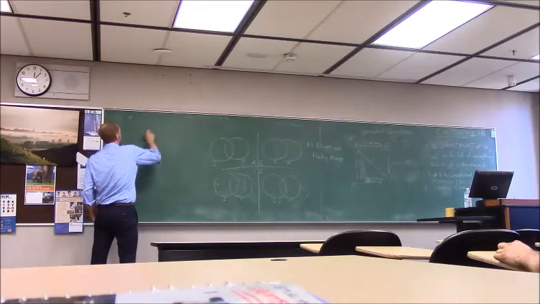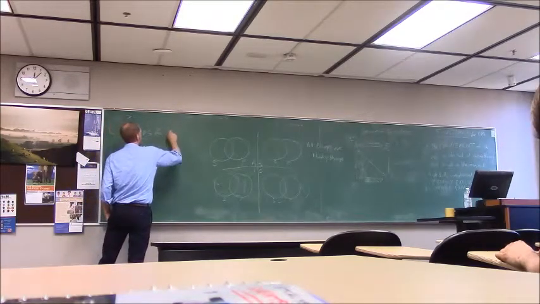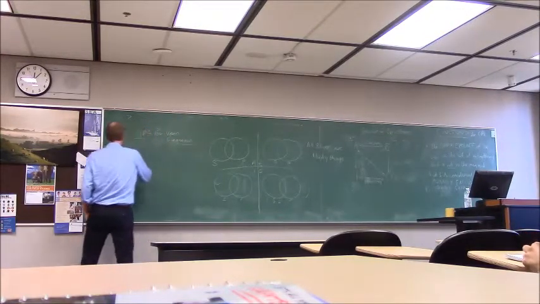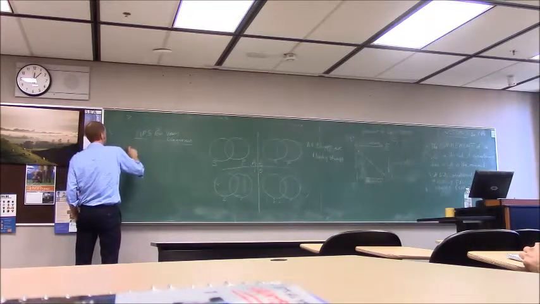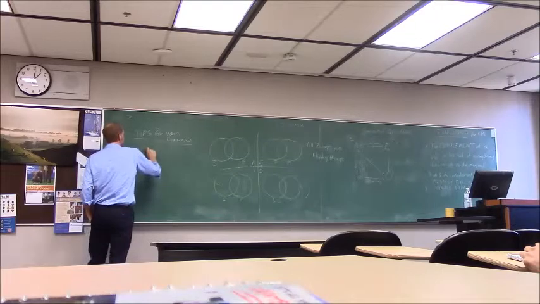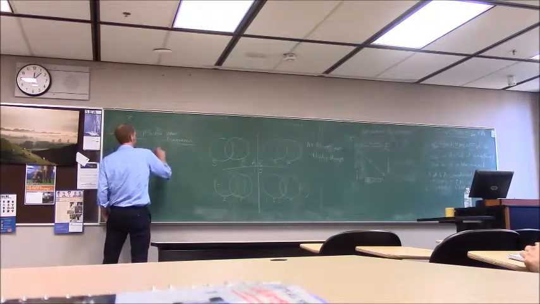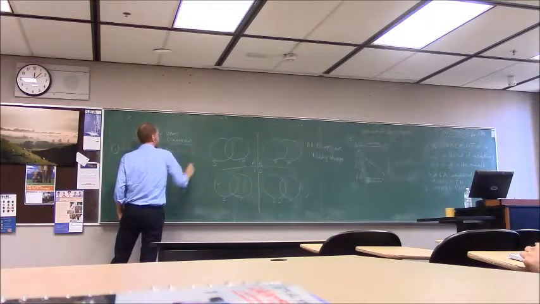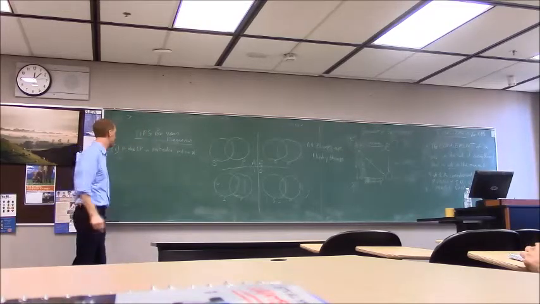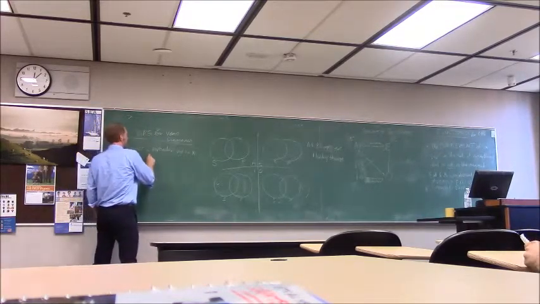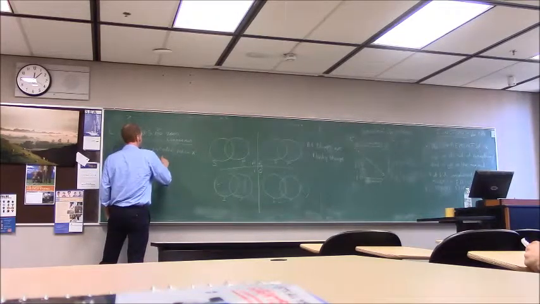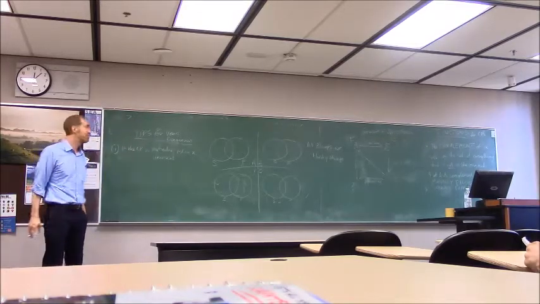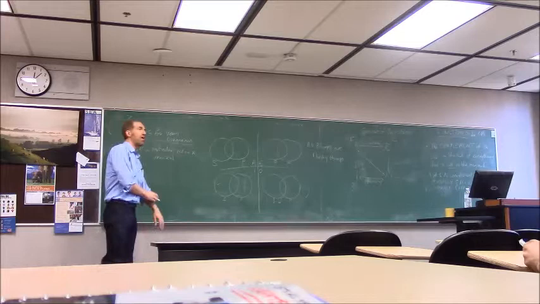Tips for Venn diagrams. First, if the categorical proposition is particular, put an X. If the categorical proposition is universal, I'm not going to tell you yet. Some of you will have read ahead, but no spoilers. Okay, so we're just going to focus on I and O.